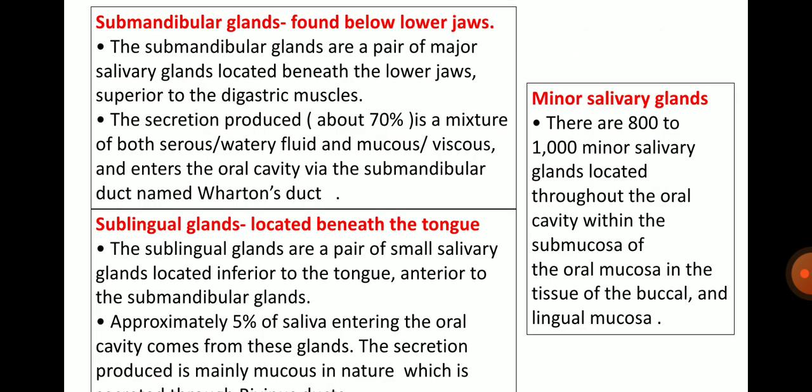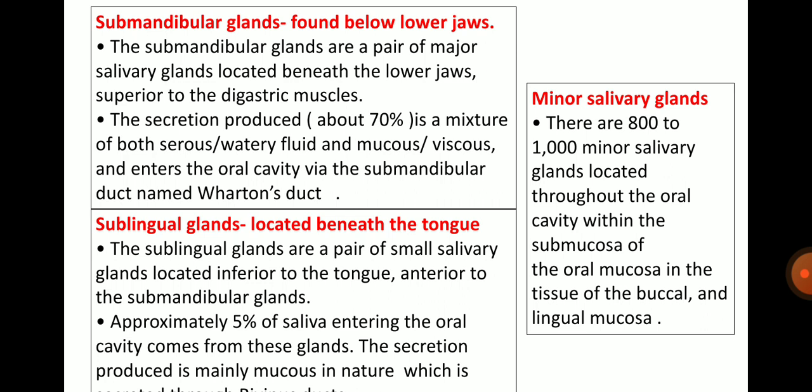So the submandibular glands are found below the lower jaws, and these glands are a pair of major salivary glands located beneath the lower jaws, superior to the digastric muscles. The secretion produced, which is about 70%, is a mixture of both serous, that is watery fluid, and mucus or viscous type, and enters the oral cavity via the submandibular duct named Wharton's duct. So the Wharton's duct is the duct of submandibular glands.